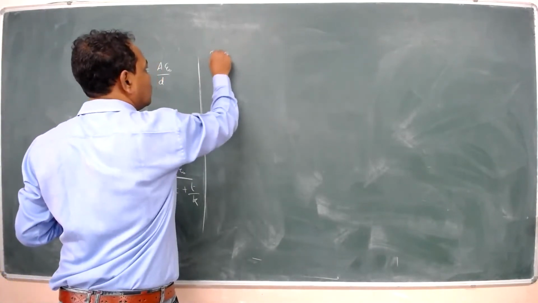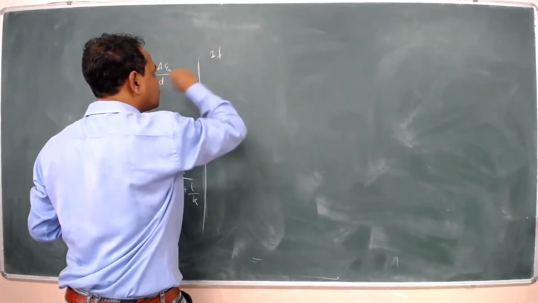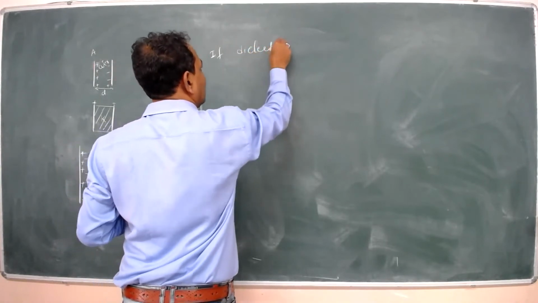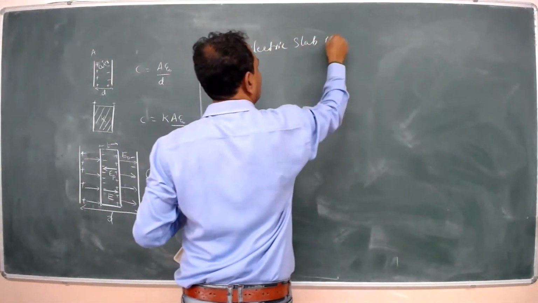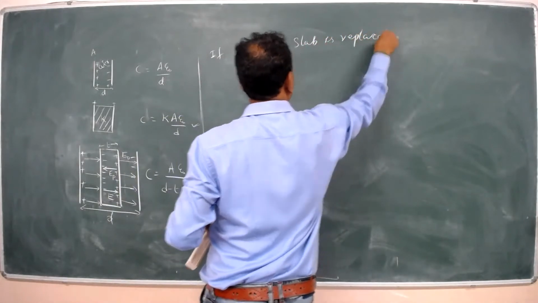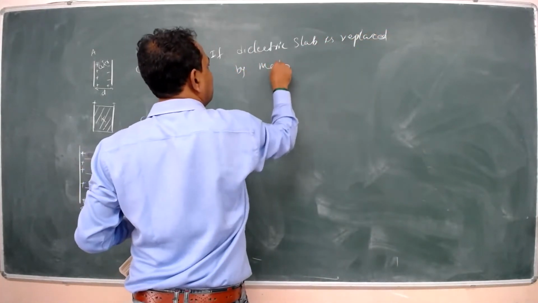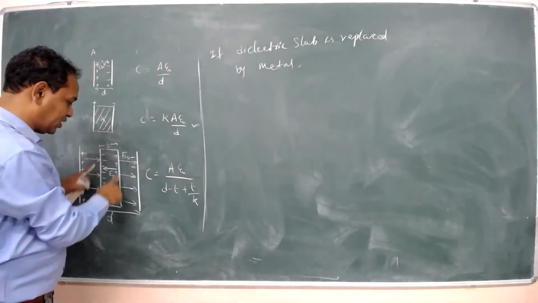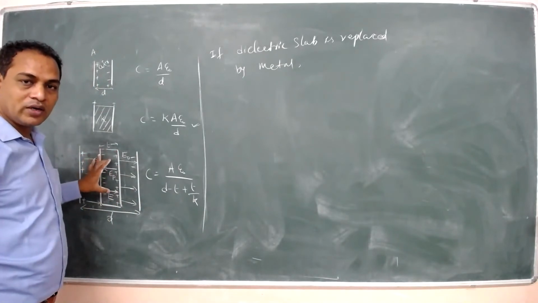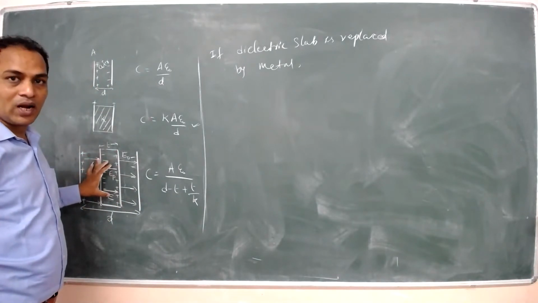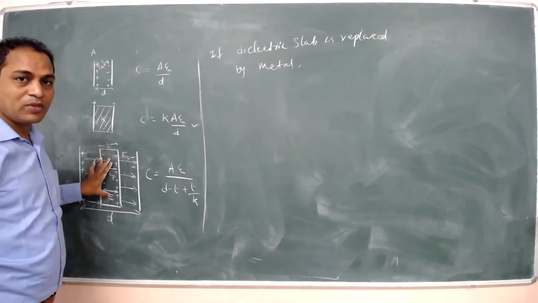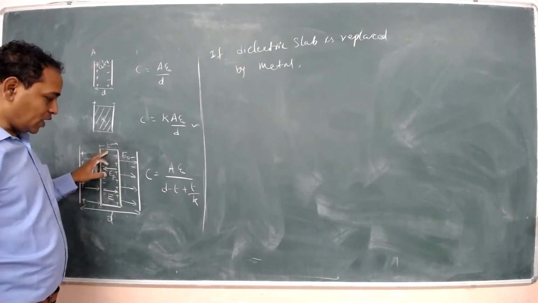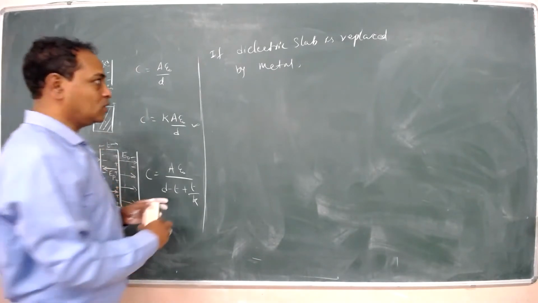Now, if the dielectric slab is replaced by metal. Suppose instead of this dielectric slab, which is the insulating one, not metal, if I place a metal of the same thickness, then what is the capacitance? Let us see.